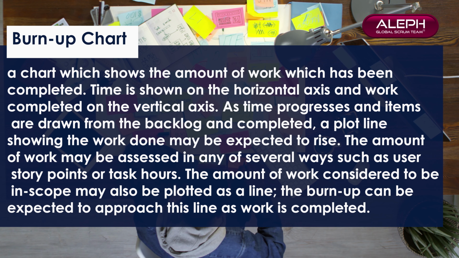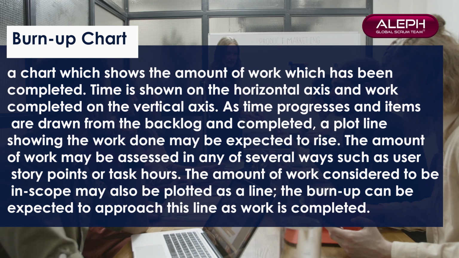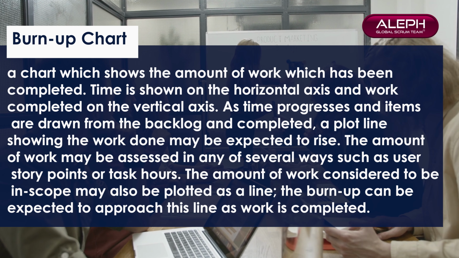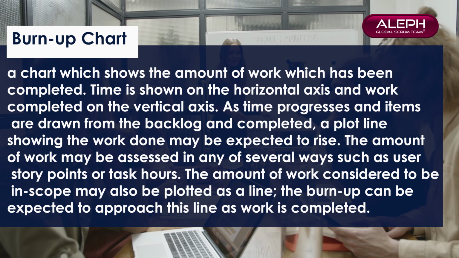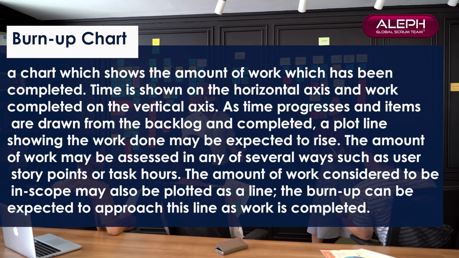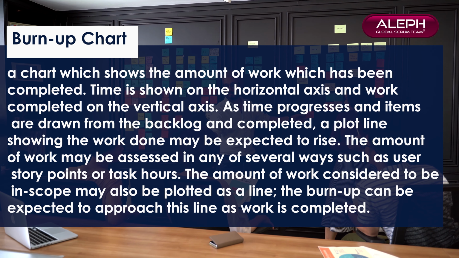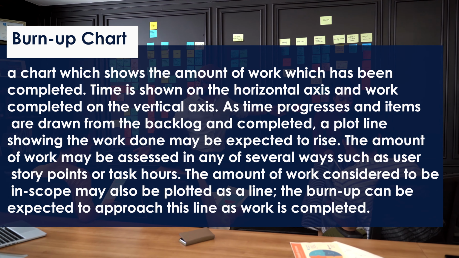In SAFe, we use burn up charts. This is a chart that shows the amount of work that has been completed. Time is shown on the horizontal axis and work completed on the vertical axis. As time progresses and items are drawn from the backlog and then completed, a plot line showing the work may be expected to rise. The amount of work may be assessed in any of several ways, such as user story points or task hours. The amount of work considered to be in scope may also be plotted as a line. The burn-up can also be expected to approach this line as work is completed.